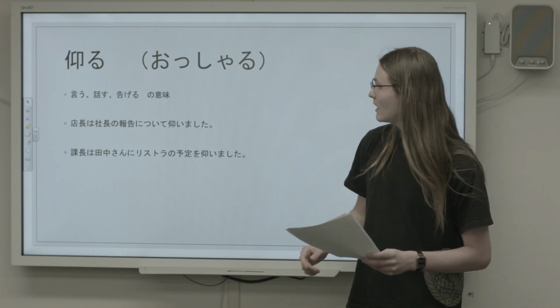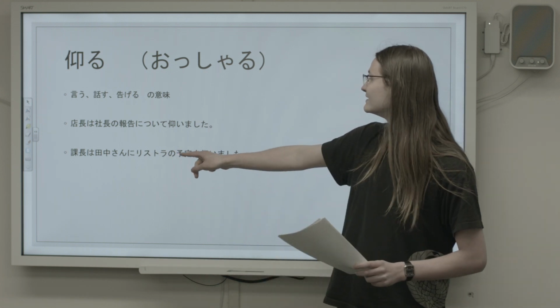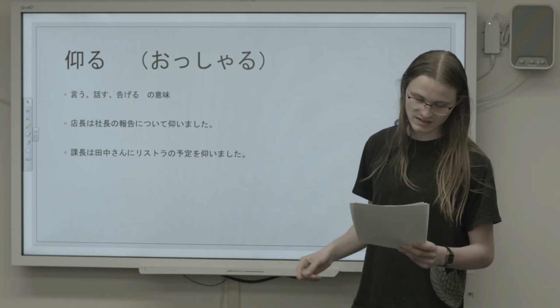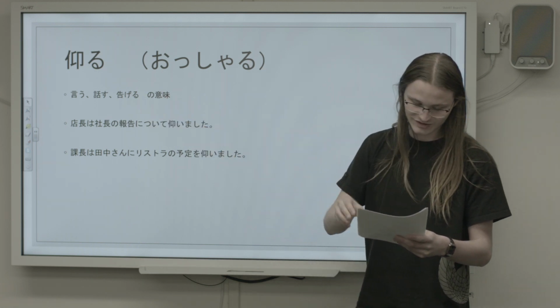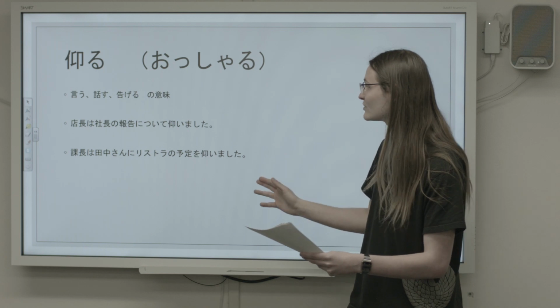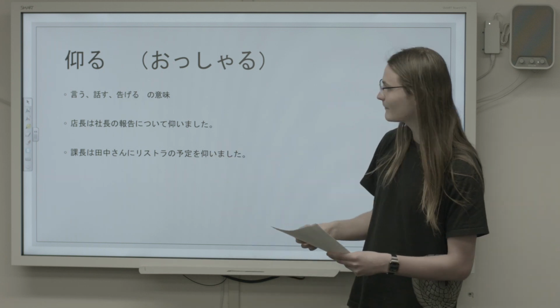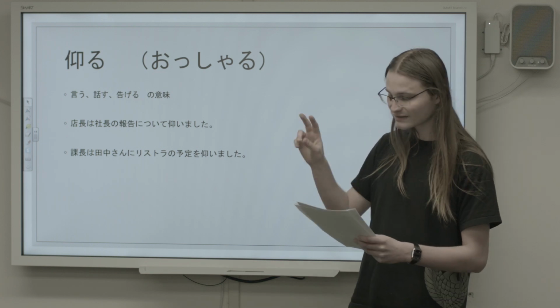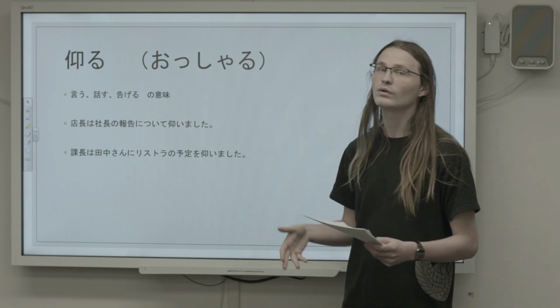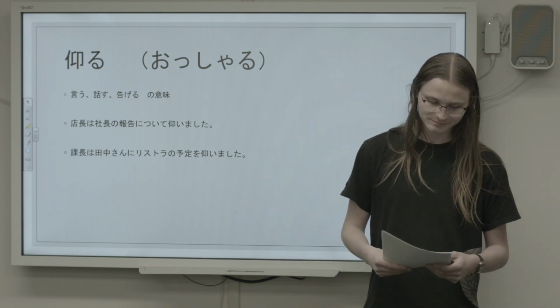One more. 課長は田中さんにリストラの予定をおっしゃいました. This time, any of the translations here are going to work just as well to express that the section chief told Mr. Tanaka about the company's restructuring plans. Talk to Mr. Tanaka about would also be an accurate translation.